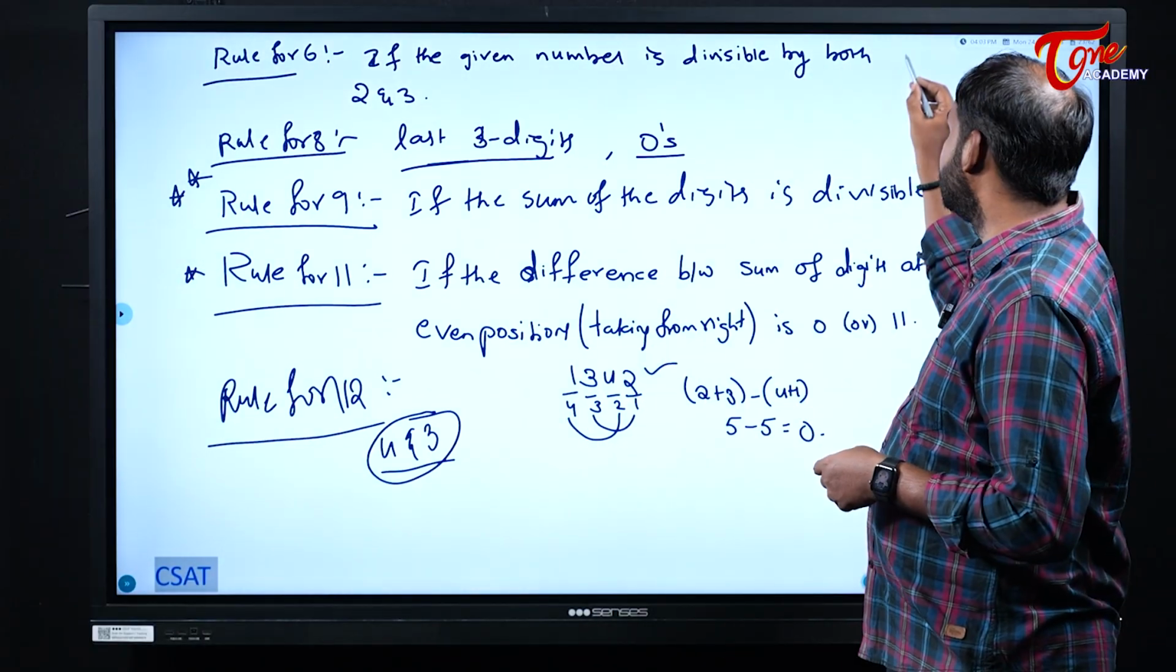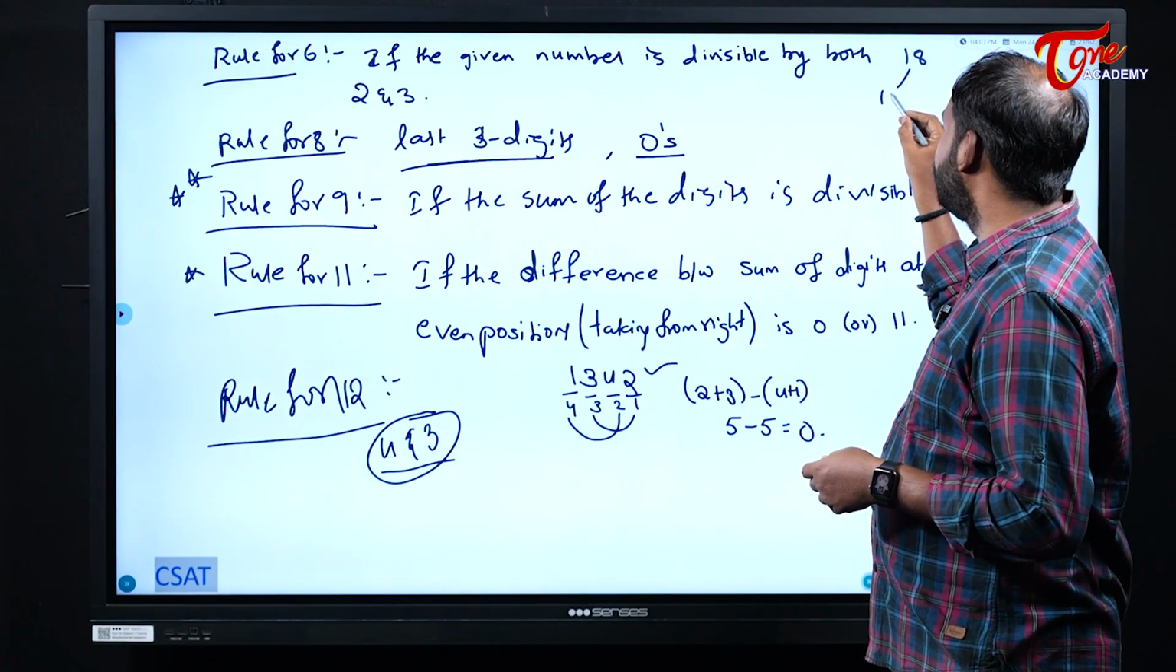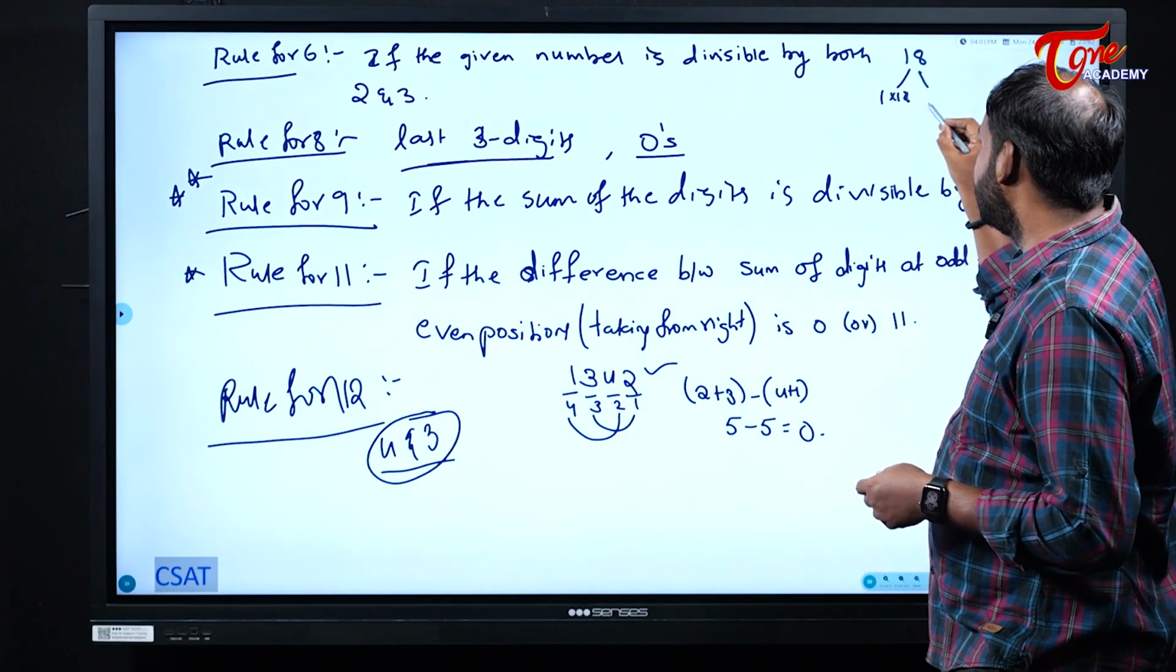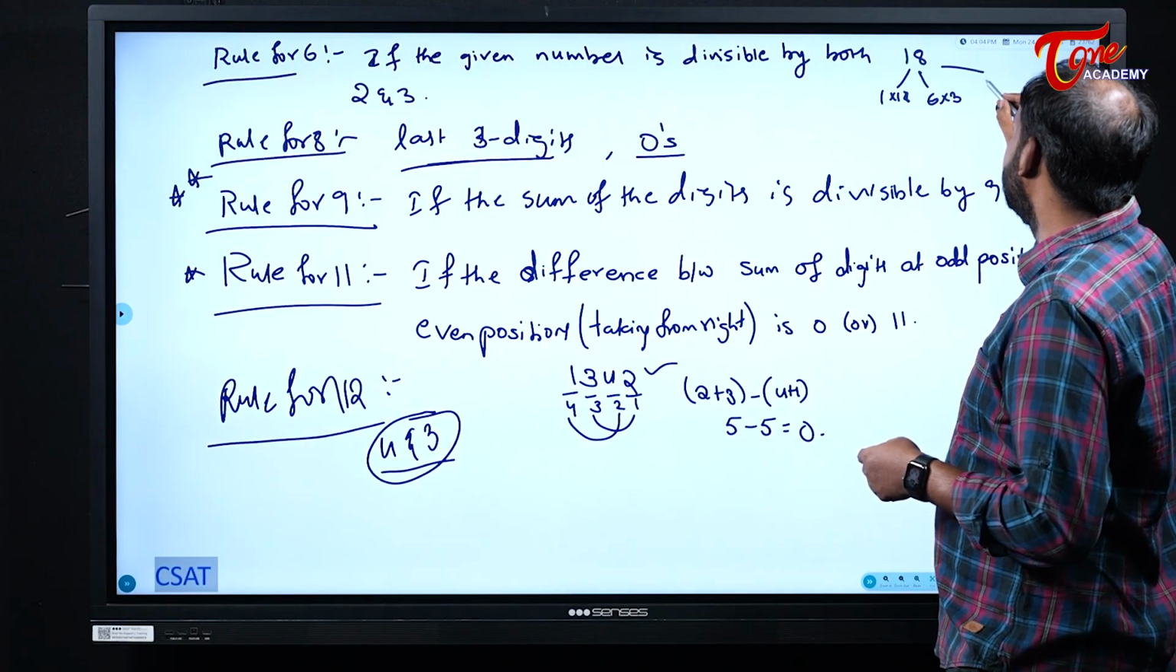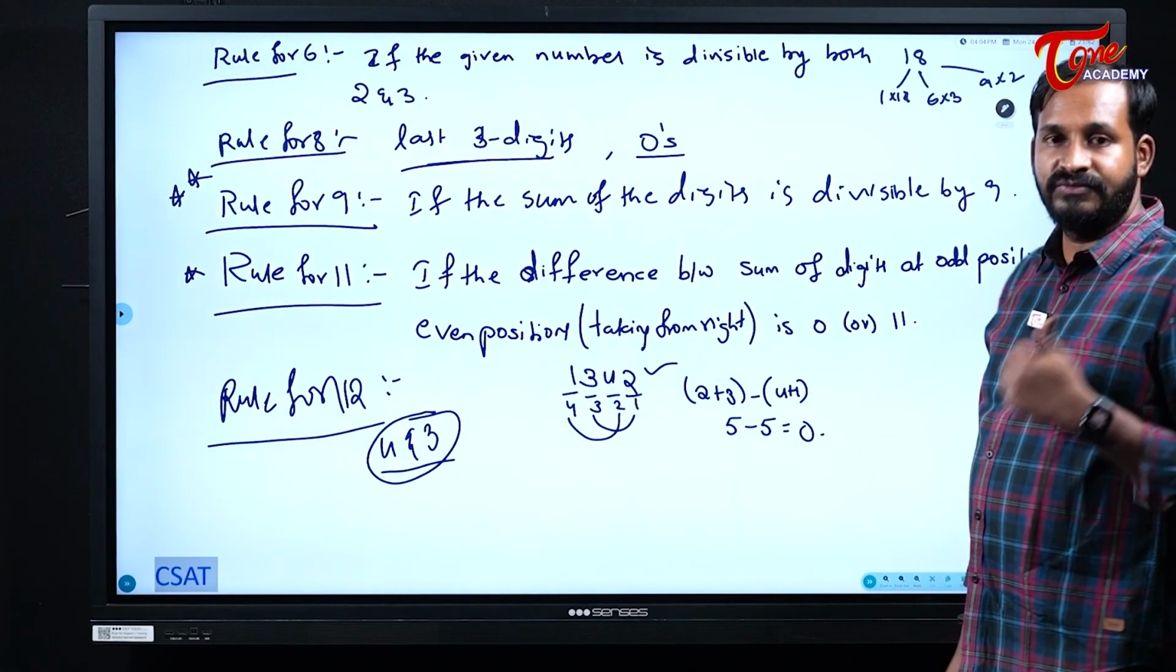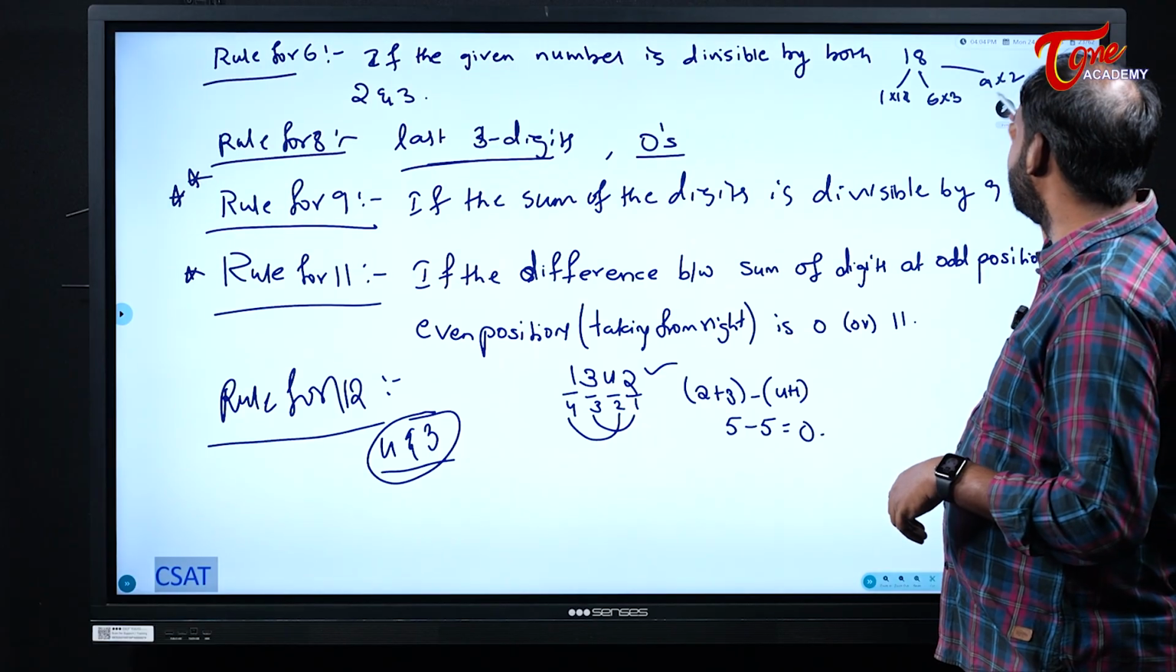Similarly, 18. I can write 18 as 1 into 18. I can write this one as 6 into 3. I can write this as 9 into 2. Then which one do I need to pick, sir? You need to pick 9 and 2. Why?